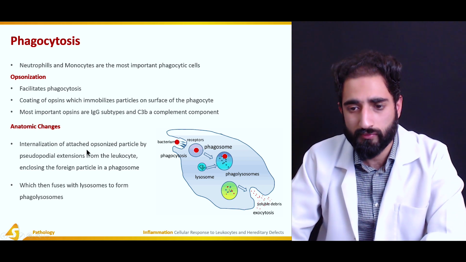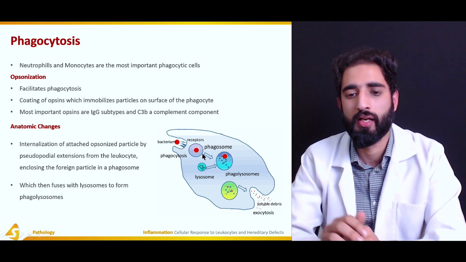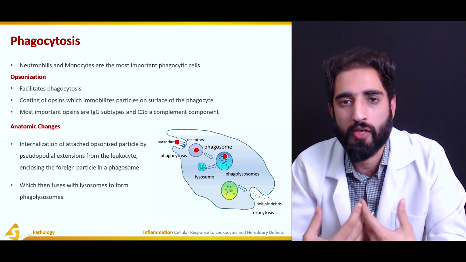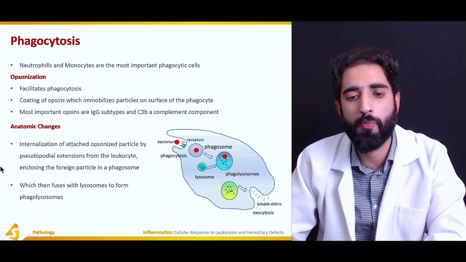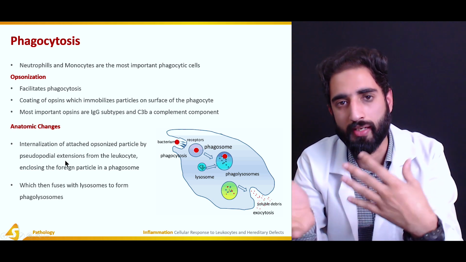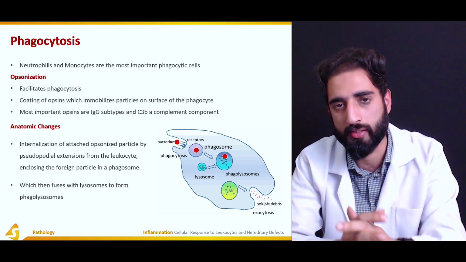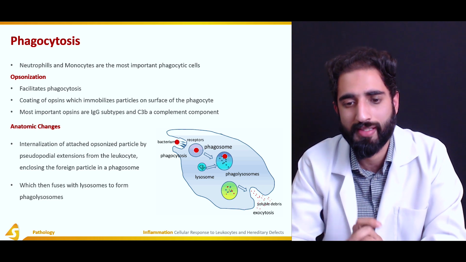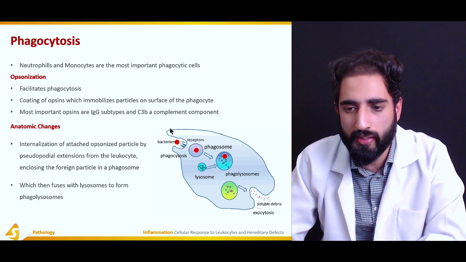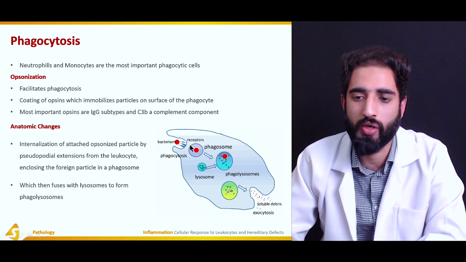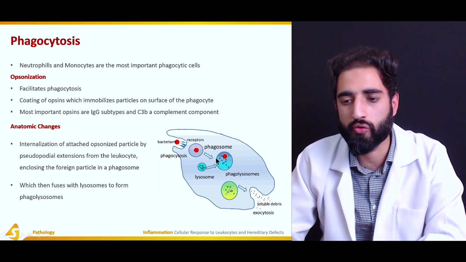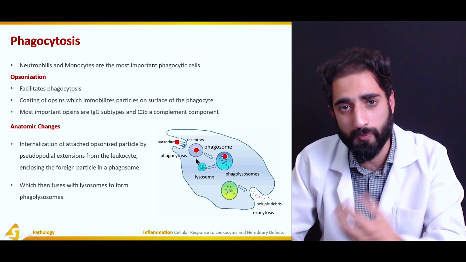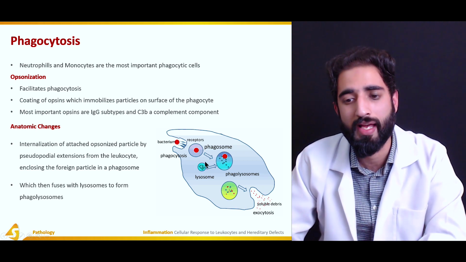And after the internalization, it is actually because of different types of extensions, known as pseudopodial extensions, from the leukocyte, and those leukocytes can either be neutrophils, monocytes, or macrophages. And this specific type of vacuole which is created is known as phagosome. Now this phagosome combines with another specific type of vacuole which is known as lysosome.